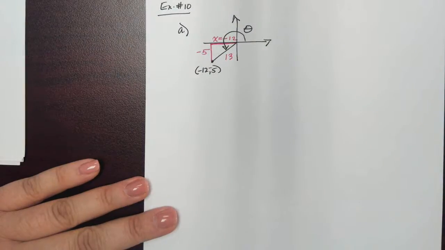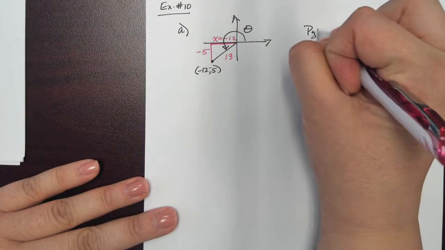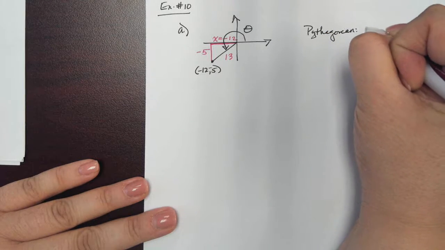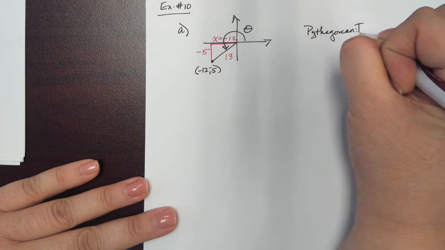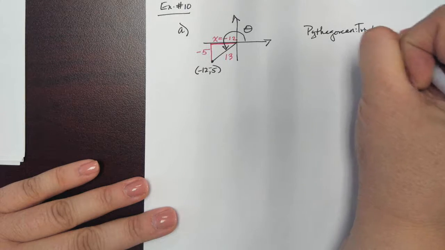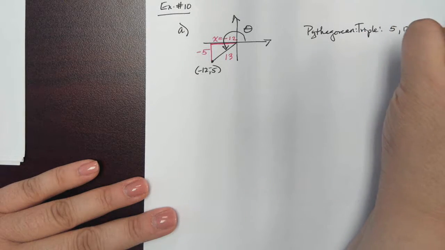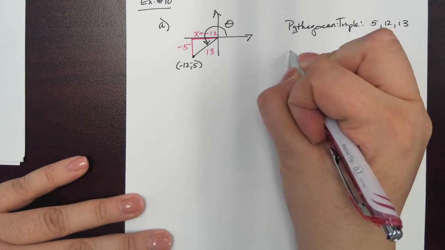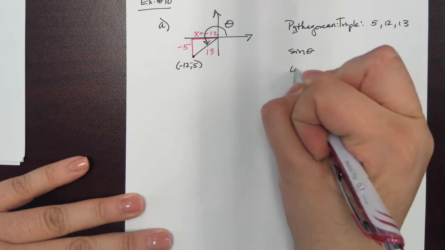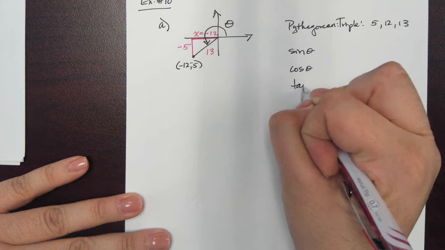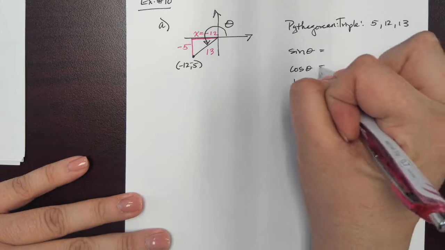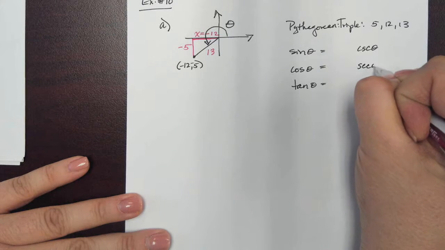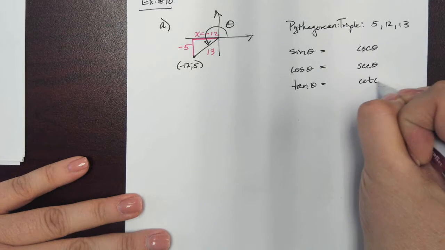You're going to see we don't always get Pythagorean triples, but they're nice when we get them. So 5, 12, 13, and you'll learn to recognize them. Now we have to go through sine theta, cosine theta, tangent theta, cosecant theta, secant theta, cotangent theta.